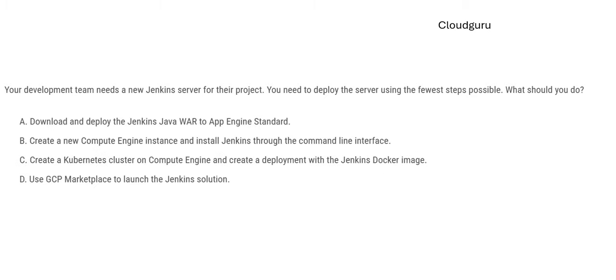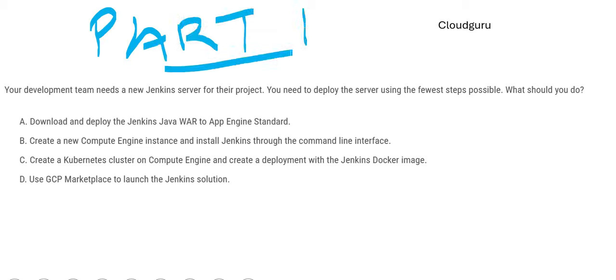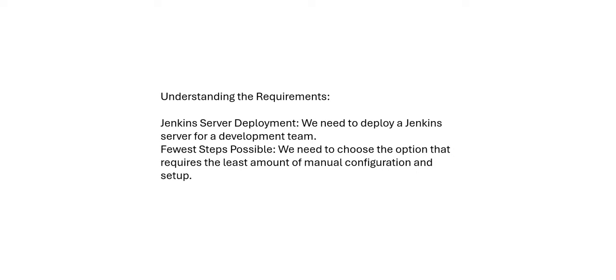So this was the last question of part one. In part one, we gave the answer, but we did not explain. So we are explaining it here. You have a development team that is using new Jenkins server. You want to deploy using fewest steps possible. So let's analyze the question first. This question is linked with Jenkins server deployment, where you deploy Jenkins server for development team. You want to do it in fewest possible steps. You choose the option that requires least amount of manual configuration and setup. That is the clue.